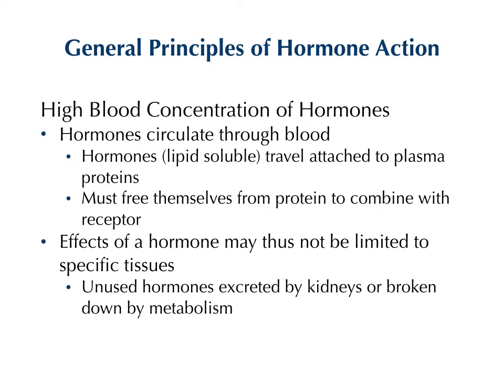And because blood carries hormones nearly everywhere in the body, even where there aren't any target cells, not all hormone molecules produced by the endocrine glands will actually hit a target. So there will be unused hormones. And unused hormones don't last long. They're usually quickly excreted by the kidneys, or they're broken down by other metabolic processes in the body.